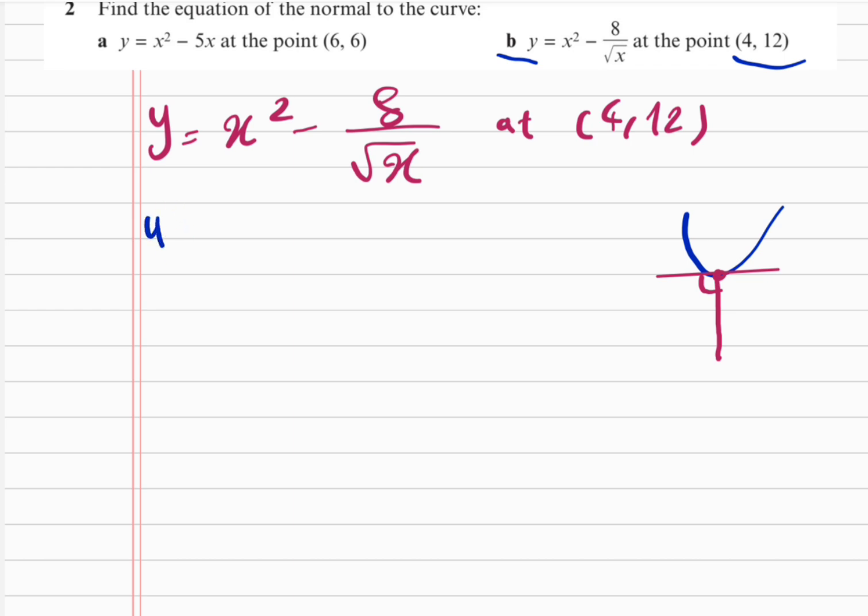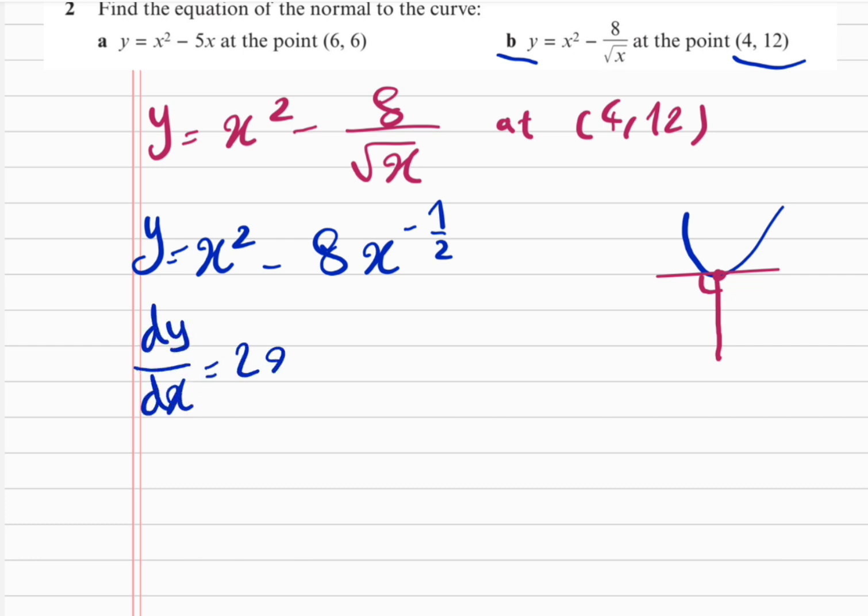Okay, first we need to differentiate this function in order to find the gradient of the tangent. But let's rewrite the function in the form x to the power of n. So it becomes x squared minus 8 times x to the power of minus a half. So that's the first step. Then we can differentiate. So dy by dx is equal to 2x, then minus a half times minus 8 is just plus 4x, and then minus a half minus 1 is minus 3 over 2.